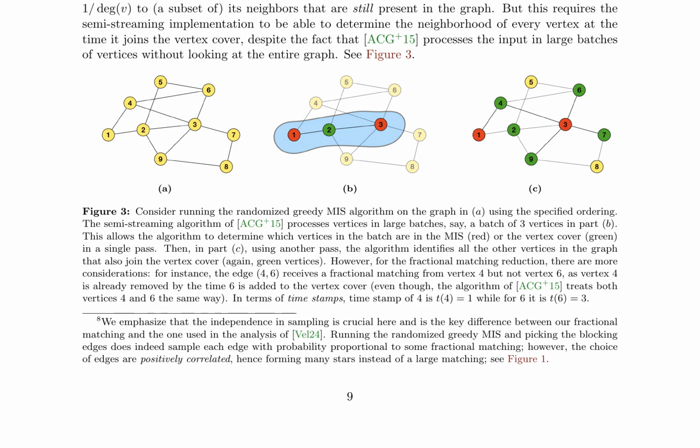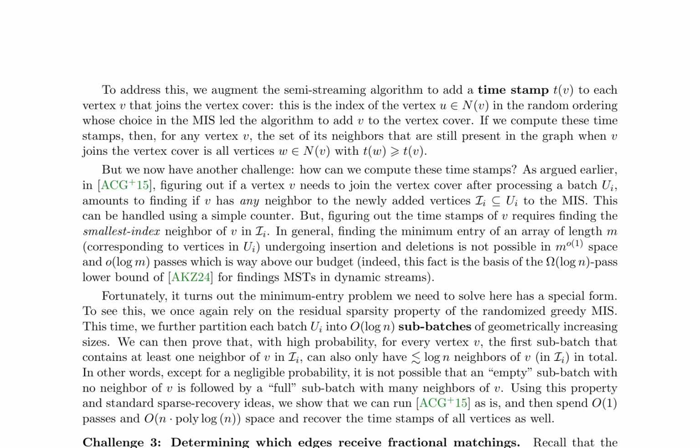Second, they augment the semi-streaming algorithm to add a timestamp t(v) to each vertex v that joins the vertex cover, which helps in identifying the set of its neighbors still present in the graph when v joins the vertex cover. The authors also propose a method to compute these timestamps using the residual sparsity property of the randomized greedy-MIS. They partition each batch into O(log n) subbatches and prove that, with high probability, for every vertex v, the first subbatch containing at least one neighbor of v in E can only have log n neighbors of v in total. This property allows them to recover the timestamps of all vertices using O(1) passes and O(n) polylog n space.